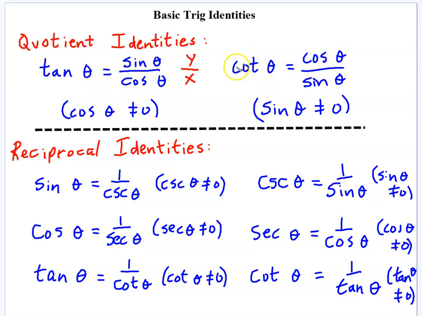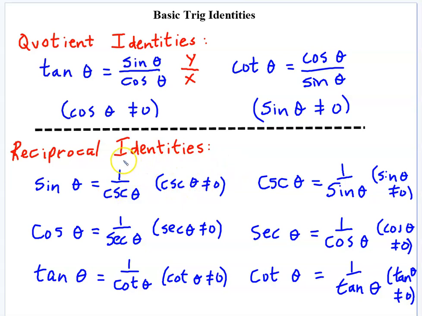And then the reciprocal of tangent is cotangent, and so that's another quotient identity, if you do cosine divided by sine. All of these assume that the denominator cannot be zero. Of course, you can't divide by zero.